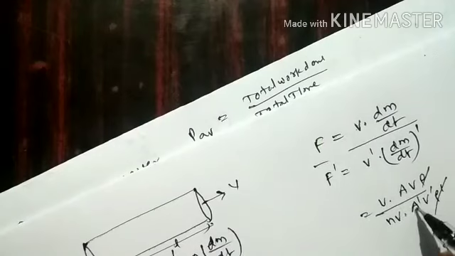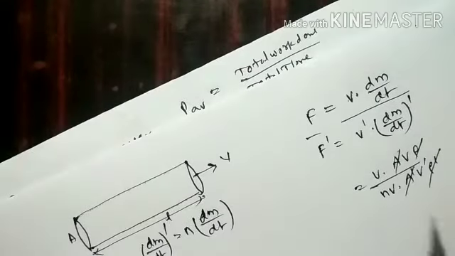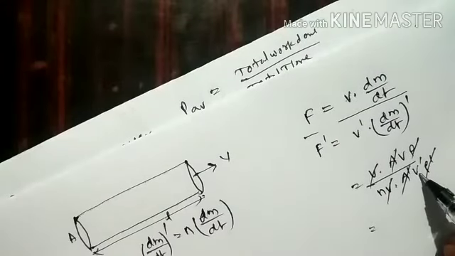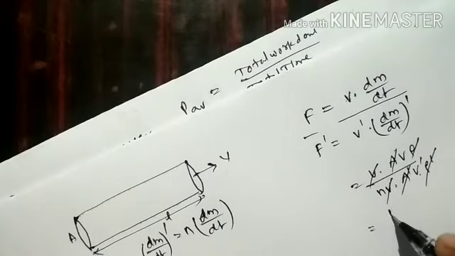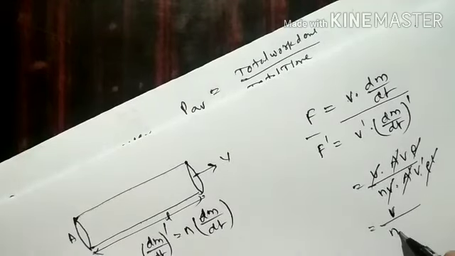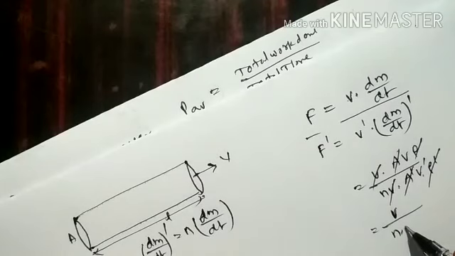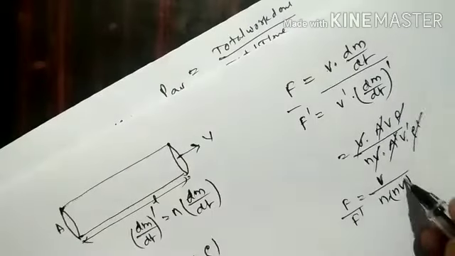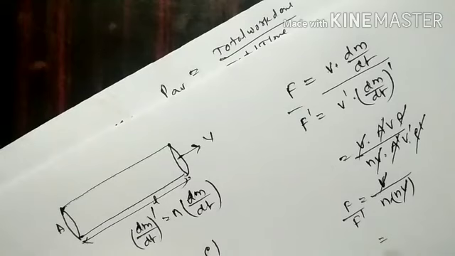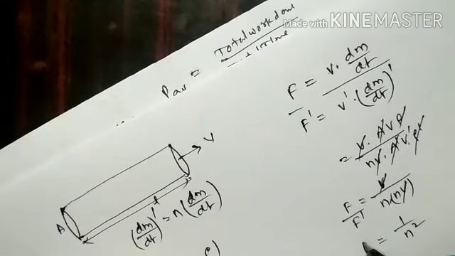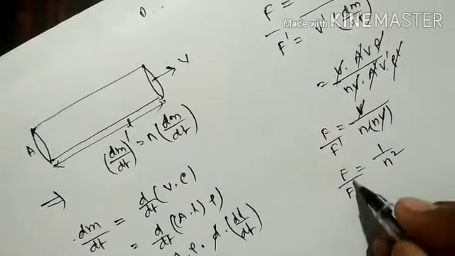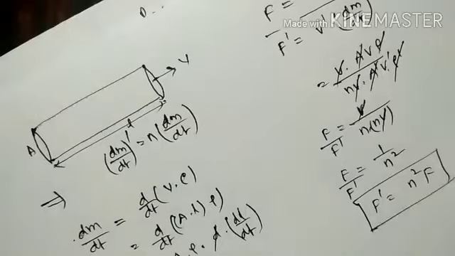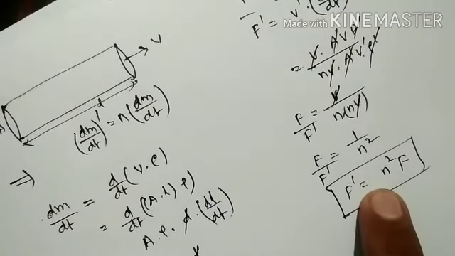So already we have seen rho dash and rho dash get cancelled, a dash and a dash get cancelled, and here also 1 by v and v get cancelled. So here what is this? V dash is equal to nv. So here again you can write f by n into v into n into v dash is n into v again. So f by f dash is equal to, again v gets cancelled. So I can write 1 by n into n is n square, f by f dash is equal to 1 by n square, or you can write f dash is equal to n square into f. The force has to be increased by n square times.